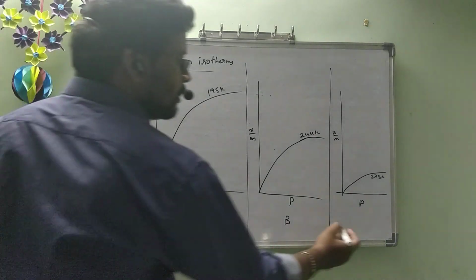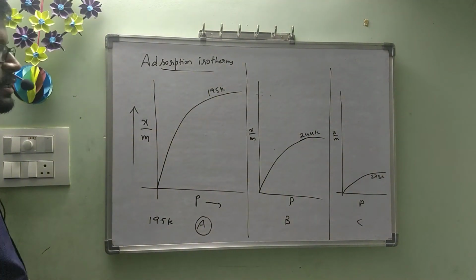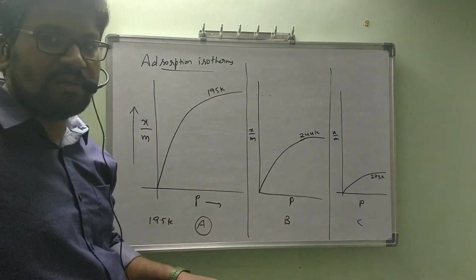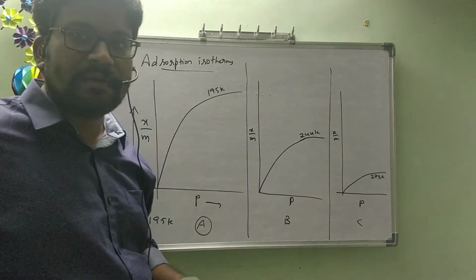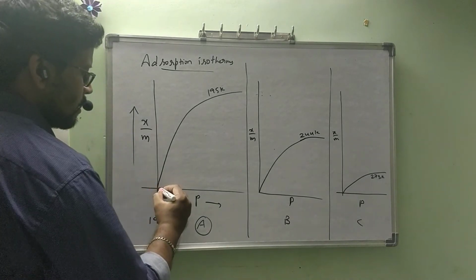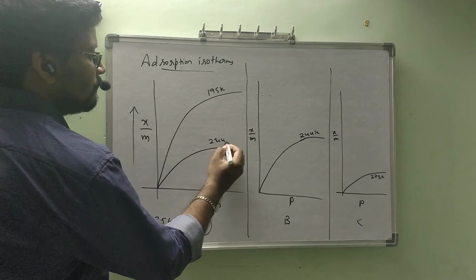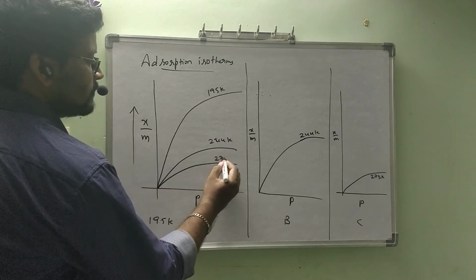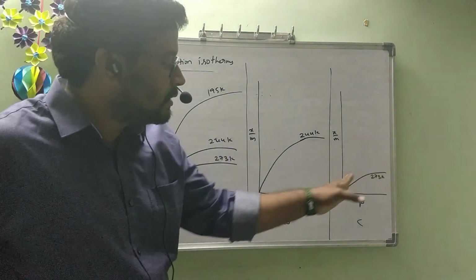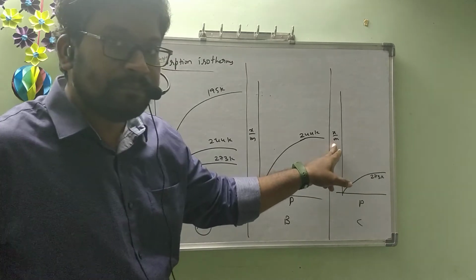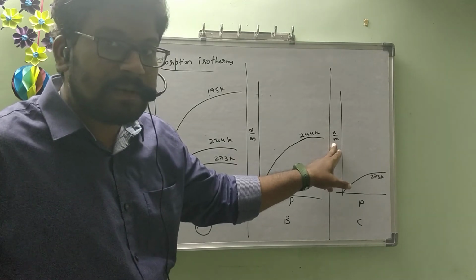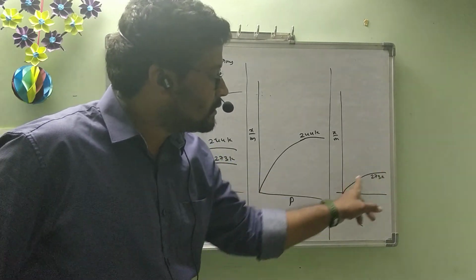Three students are doing experiments at different temperatures. As long as A is going on, temperature is 195 Kelvin. As long as B is going on, temperature is 244 Kelvin. As long as C is going on, temperature is 273. All these three curves they have drawn in one diagram. So in the textbook, they have mentioned 244 Kelvin, 273 Kelvin. Meaning, at higher temperature, the curve is lower, less amount of x by m adsorbed onto the solid, but when pressure increases, x by m also increases.